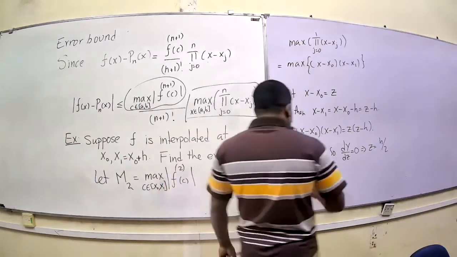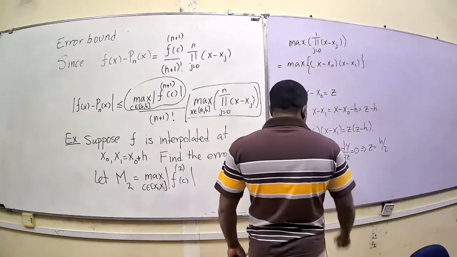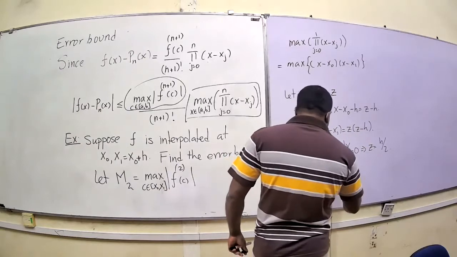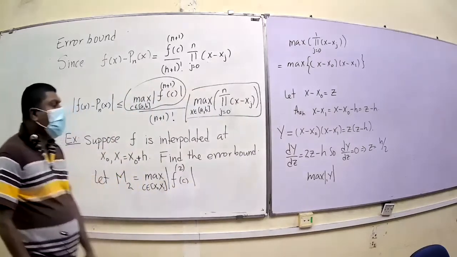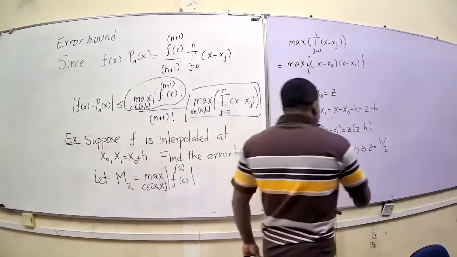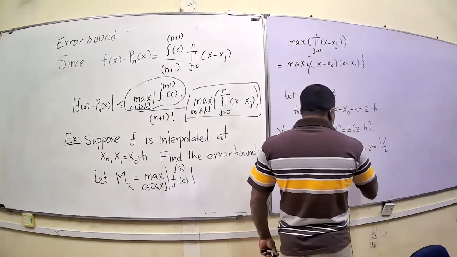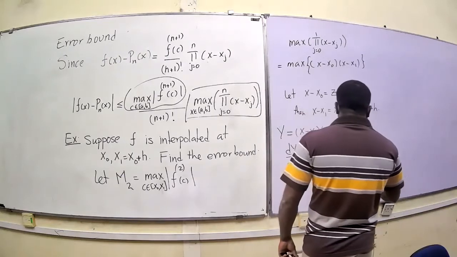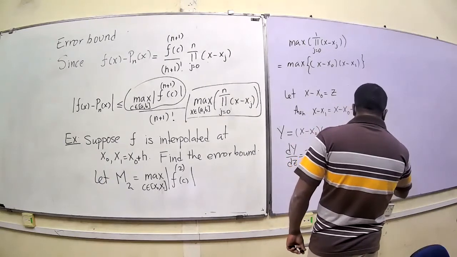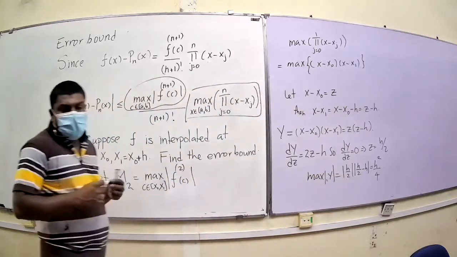So clearly, the maximum of the function y is at z equal to h over 2. So it is the absolute value of h over 2 times the absolute value of h over 2 minus h. So that turned out to be h squared over 4.